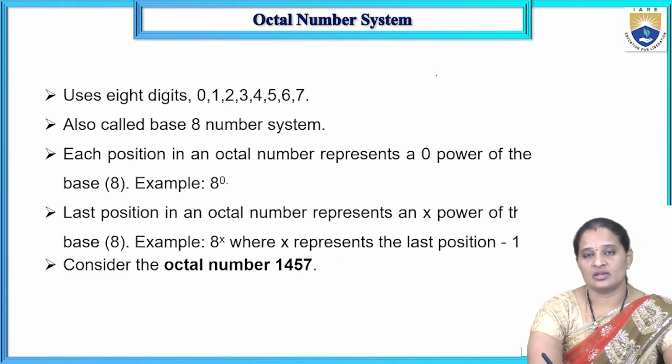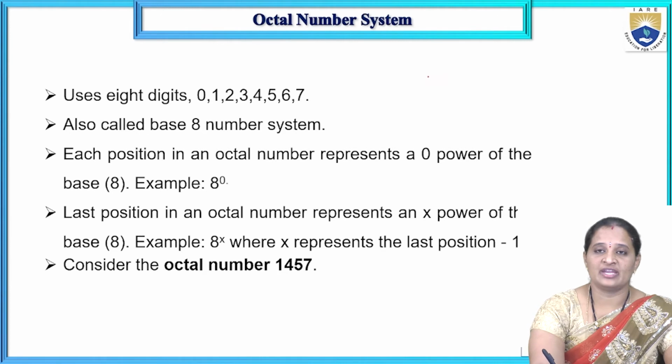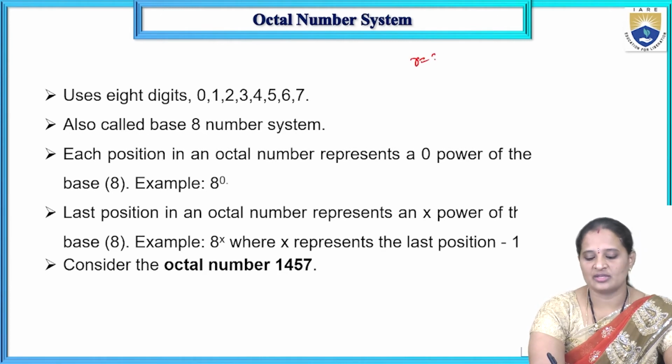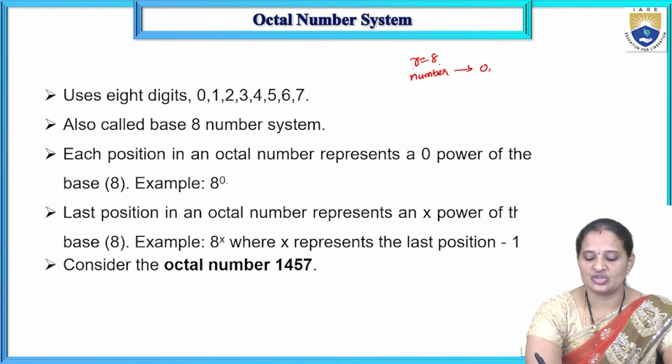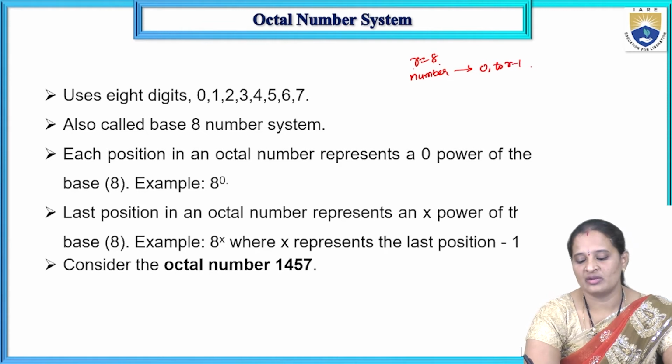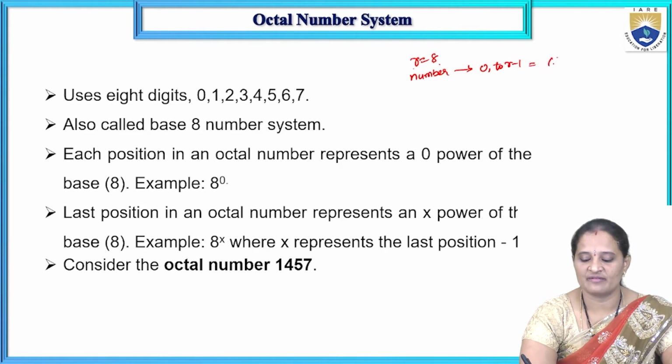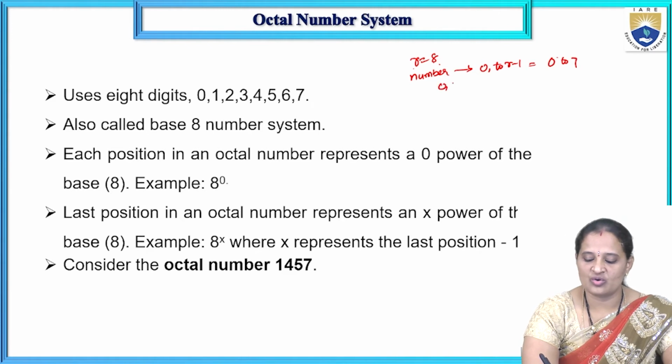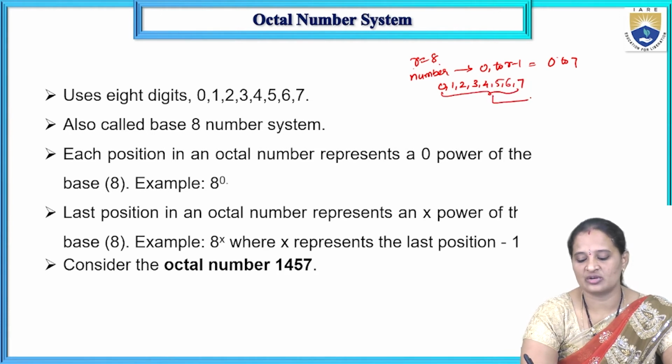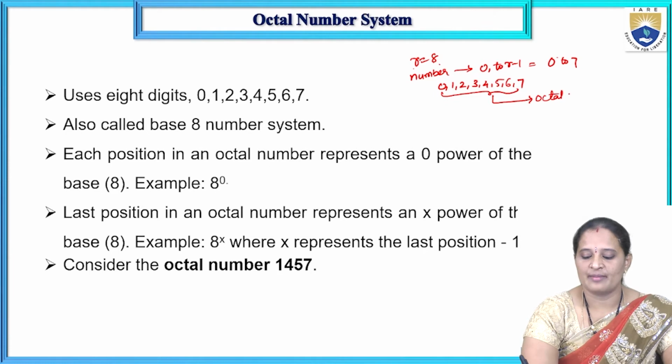Now coming to the octal. As the name itself indicates, octal means R equals 8. What is R here? Radix or base. The radix or base of our octal number system is 8, where the digits included in the octal number system are 0 to r minus 1, where r minus 1 is nothing but 7, that is 0 to 7. So 0, 1, 2, 3, 4, 5, 6, 7. These are the digits included in the octal number system.